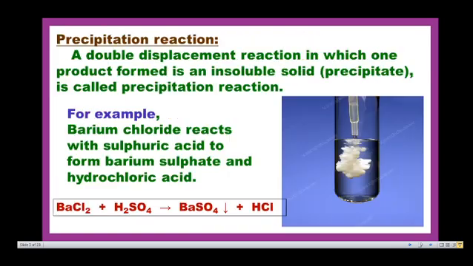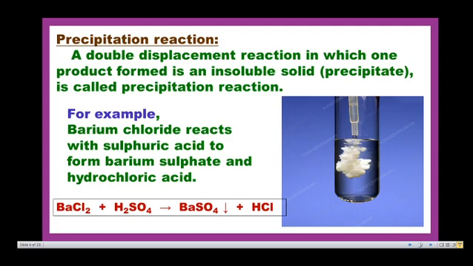So what is a precipitation reaction? It is a double displacement reaction in which one product formed is an insoluble solid, that is a precipitate. When two solutions combine and produce an insoluble solid, the insoluble solid is separated out from the solution. That insoluble solid is called a precipitate. That's why the reaction is called a precipitation reaction.